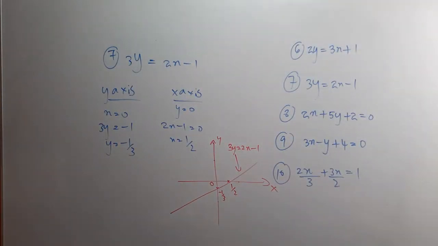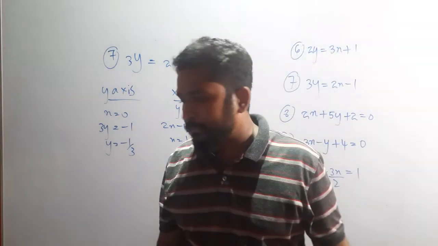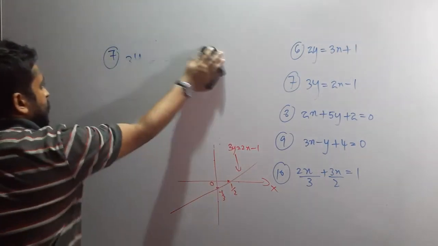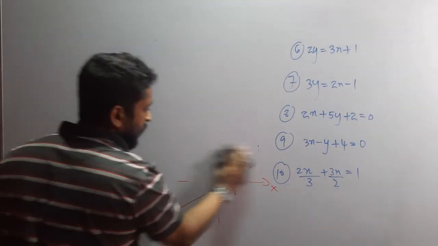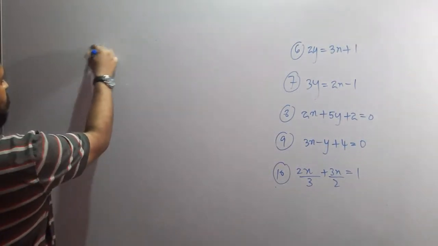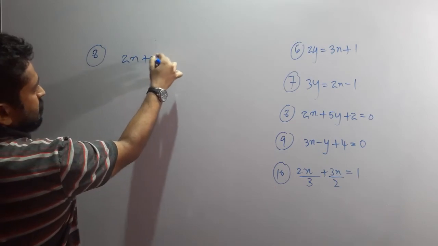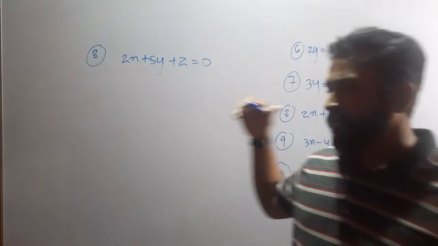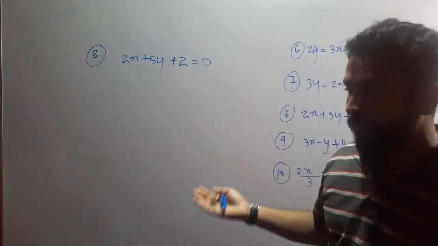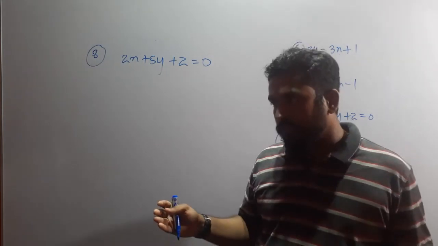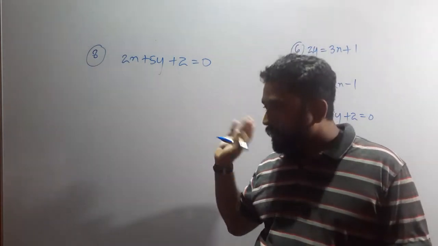Right, let's go for question number 8. What is question number 8? 2x plus 5y plus 2 equals 0. Here the standard mode doesn't matter. What we need is to extract the two important data. So it doesn't matter even if it is in the standard mode or not.